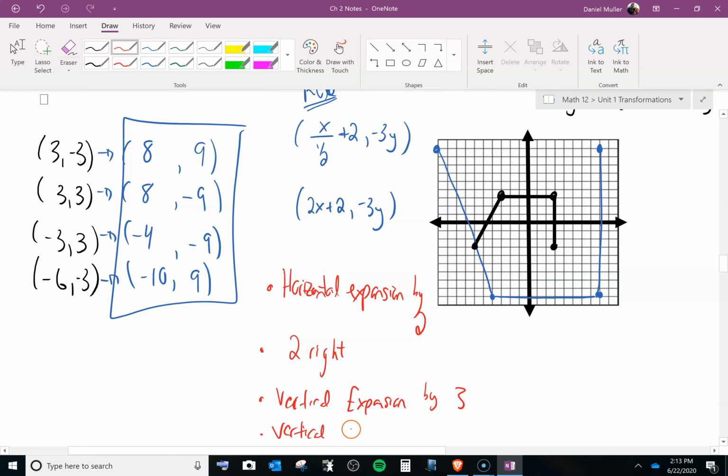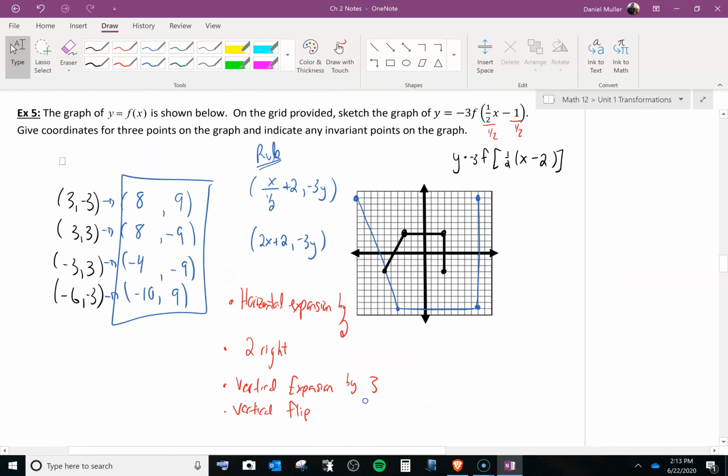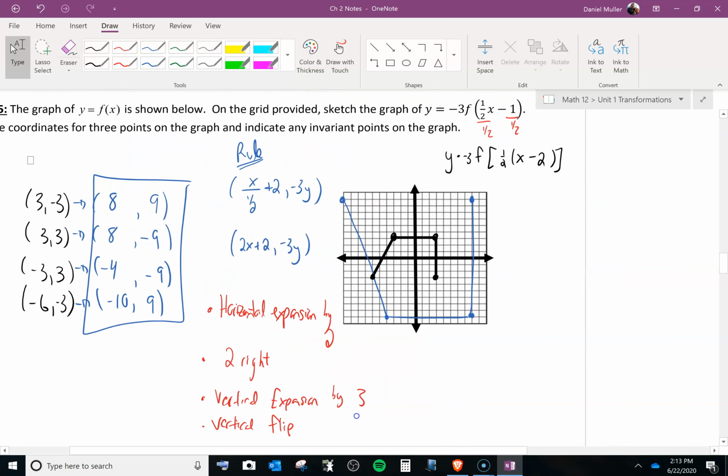My writing is very messy right now, so I apologize, but hopefully you can read it, just listen to what I'm saying. So there's all my transformations there. So the vertical expansion by 3 and a vertical flip.